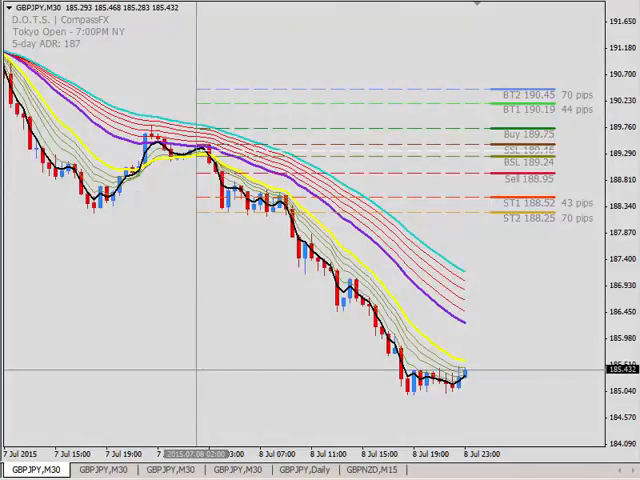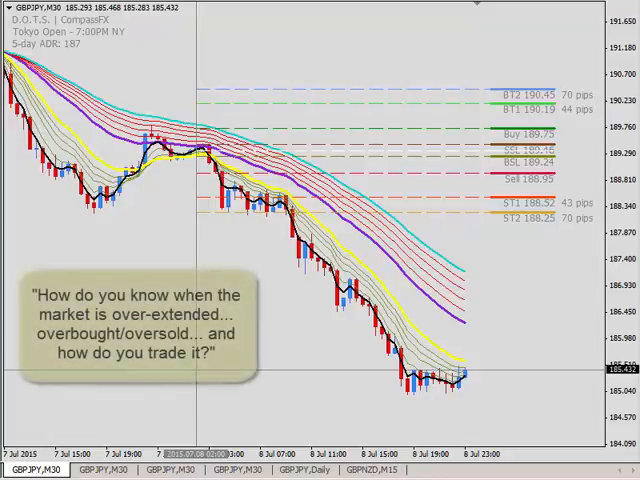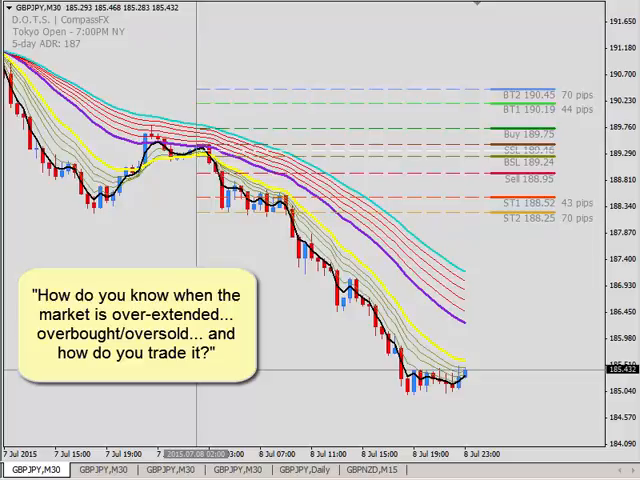Let's talk about trading an overextended market. I'm often asked, how do you know when the market is overextended? Some would call that overbought, oversold. And how do you trade it?